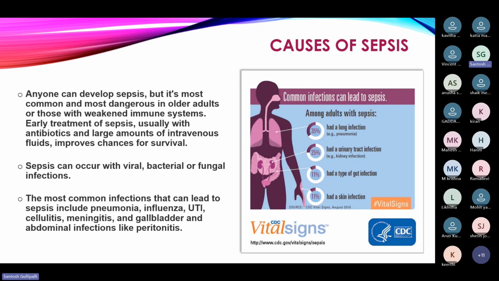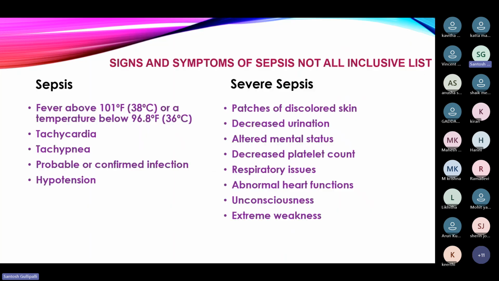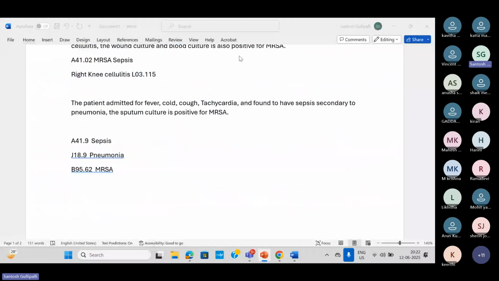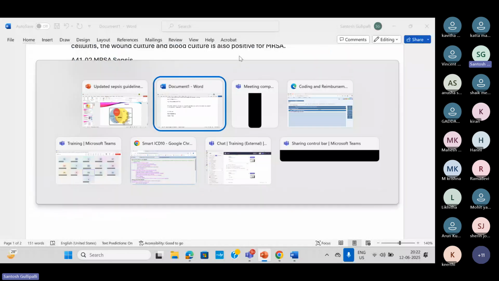Okay, so in inpatient coding, when the physician has documented sepsis, at that time you check for the clinical indicators for sepsis. What are the clinical indicators for sepsis? This is very, very important. This is a very, very important interview pattern question.